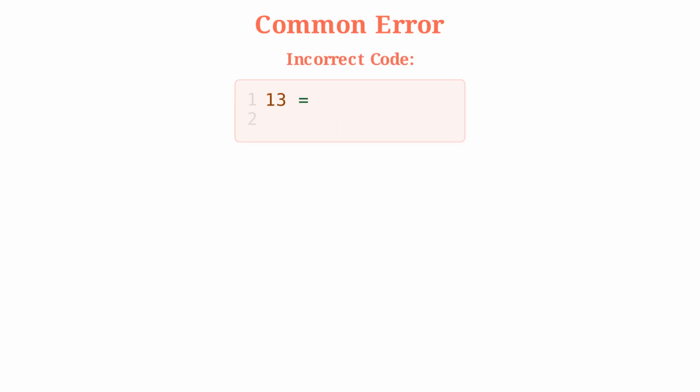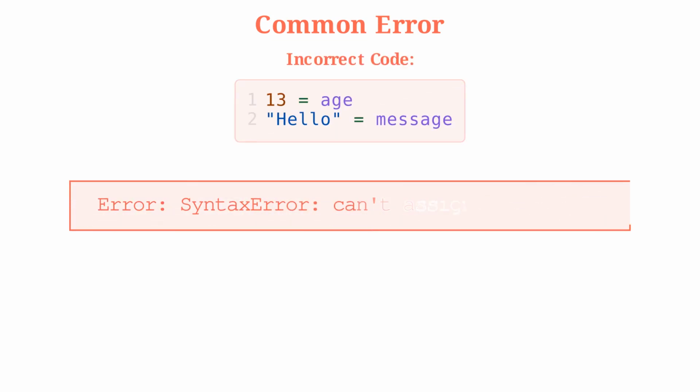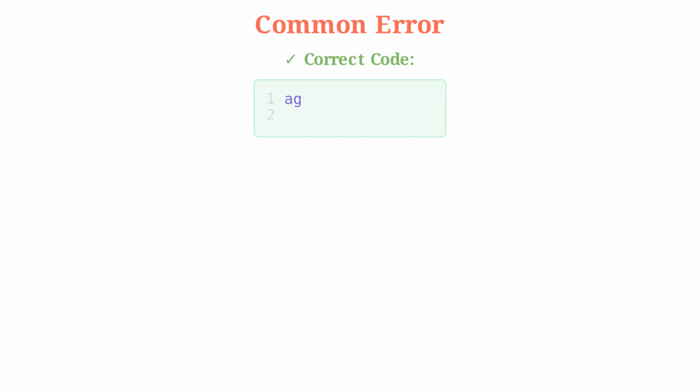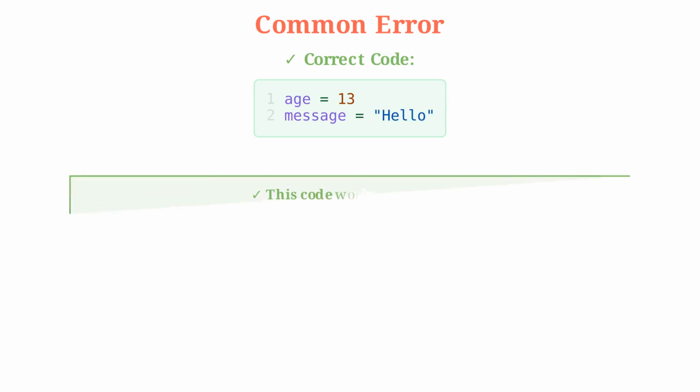Here's what happens when you flip the direction. Trying to put age into 13 or message into hello makes no sense. Python immediately says syntax error. Can't assign to literal. Always put the variable on the left.